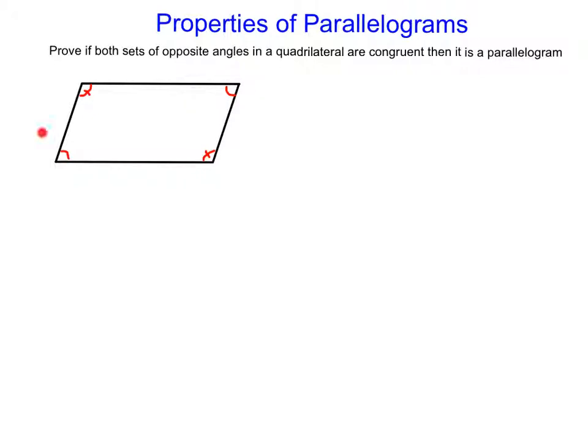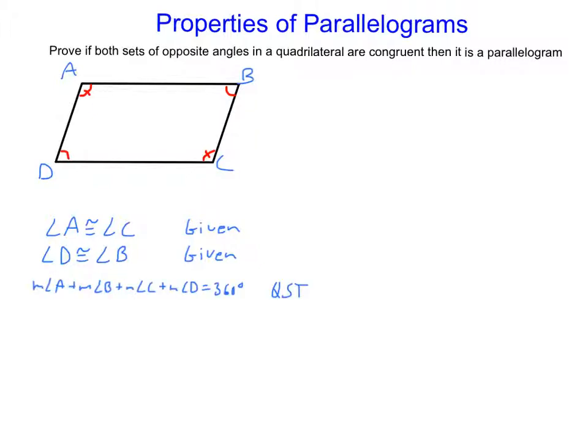So I'm going to start with our given information, that those opposite angles are congruent to each other, and we'll label them as such. And then I'm going to try to prove that I have these parallel lines. And the way that I'm going to go about doing this is from the previous video, the quadrilateral sum theorem.